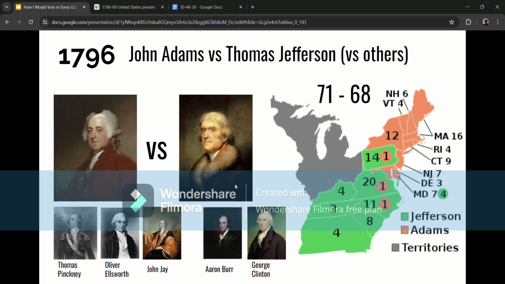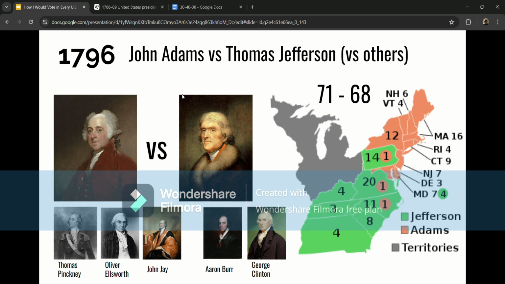So 1796, this is really the first election that actually provides me with a real choice, if you will, to go for. We have the incumbent Vice President John Adams, the Federalist, versus the former Secretary of State Thomas Jefferson. Of course, John Adams is from Massachusetts, so he's a Northerner. Thomas Jefferson is from Virginia, just like George Washington, so he's a Southerner.